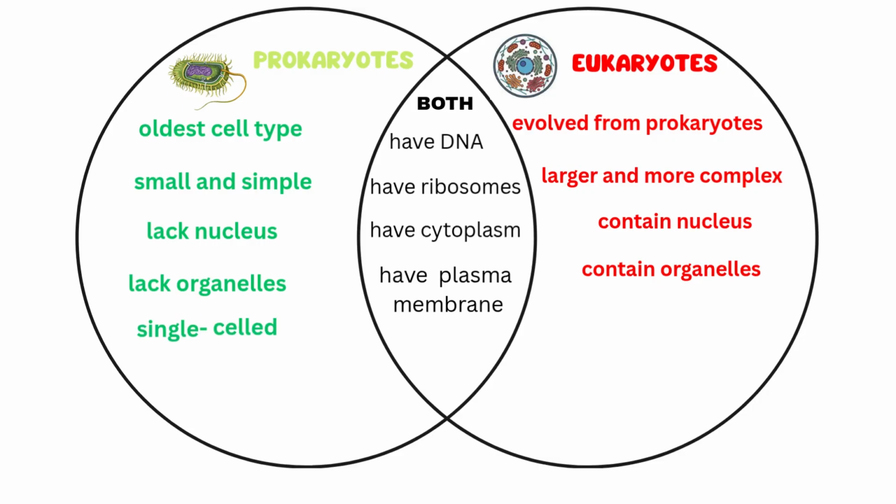Prokaryotes are single-celled organisms. Eukaryotes can be either single-celled or multicellular, and finally the DNA of a prokaryote is usually organized as a single circular chromosome, while the DNA of a eukaryote is organized as linear chromosomes.